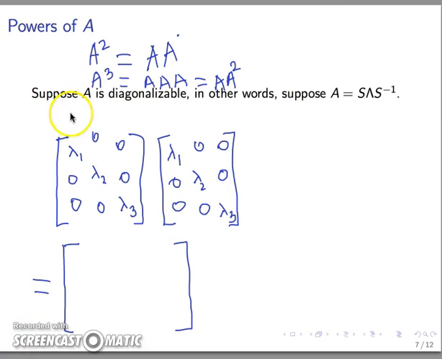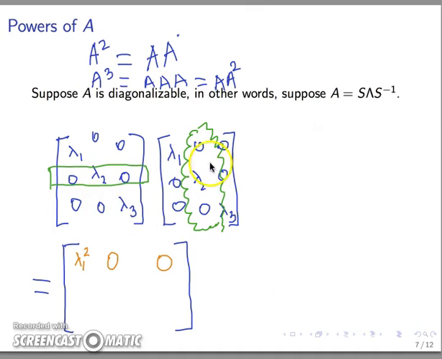So for example, let's take row 1 and column 1. If we multiply row 1 and column 1, we obtain lambda 1 times lambda 1, which is lambda 1 squared, plus 0 plus 0. That is entry 1 1. If we now multiply row 1 by column 2, that gives 0 plus 0 plus 0, which is 0. Row 1 by column 3 gives lambda 1 times 0, which is 0, plus 0 plus 0. This is how we obtain the first row.